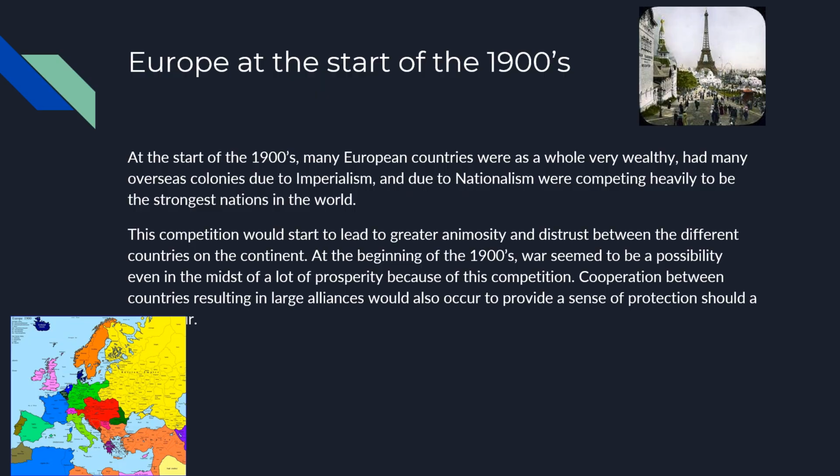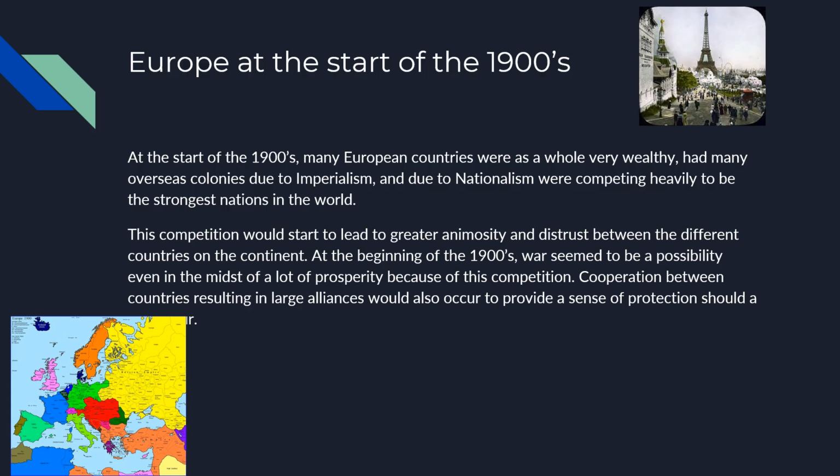So just to set the scene, we're looking at Europe at the start of the 1900s. As we'll talk about, World War I is going to start in 1914. But at the start of the 1900s, many European countries were, as a whole, very wealthy. Things are going pretty well on that front, especially because of the Industrial Revolution. They had many overseas colonies due to imperialism, as we talked about in last unit, and due to nationalism, they were competing heavily to become the strongest nations in the world. And so this competition is going to start to erode any sort of peace that had existed to this point.